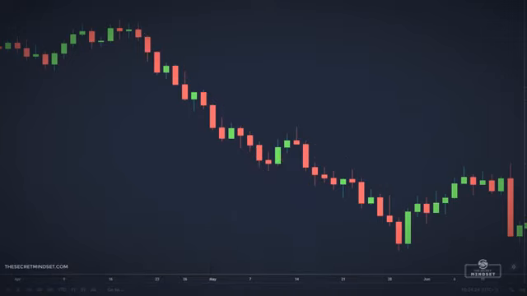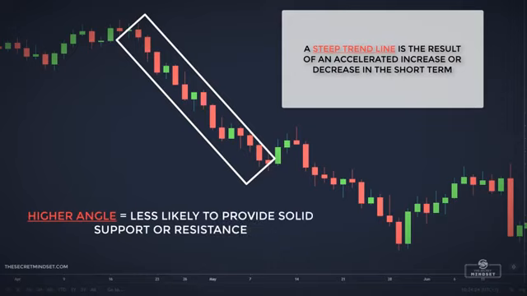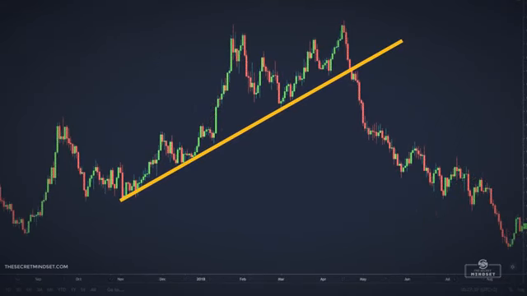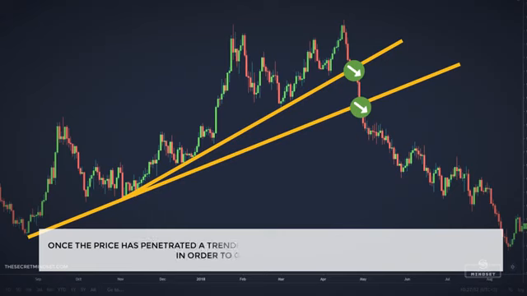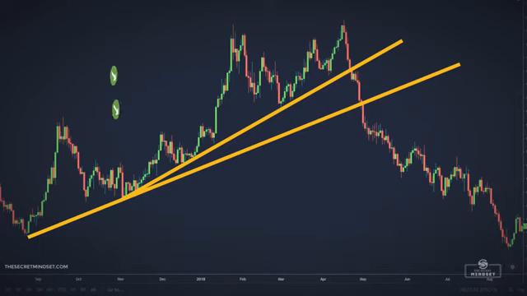A steep trend line is the result of an accelerated increase or decrease in the short term. In this case, the trend line will have a higher angle and is less likely to provide solid support or resistance. Now, once the support and resistance lines have been drawn, a price penetration of those lines creates the basic trend signal. I prefer to add the additional rule that once the price has penetrated a trend line, it must remain penetrated for some time in order to confirm the new trend, because most false penetrations correct quickly.